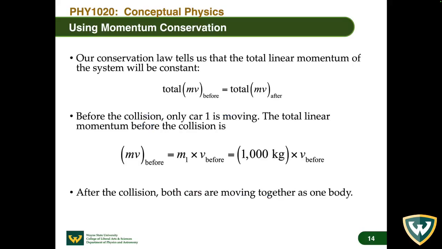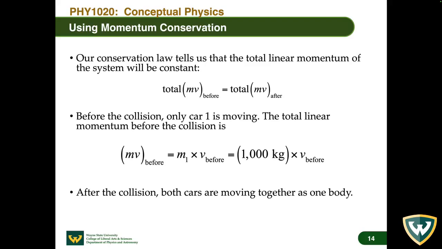We're going to use the principle or law of conservation of momentum. This law tells us that the total linear momentum of the system is constant. So that means that the momentum of the two cars before the collision must be equal to the momentum of the two cars right after the collision. So the total MV before is equal to the total MV after.